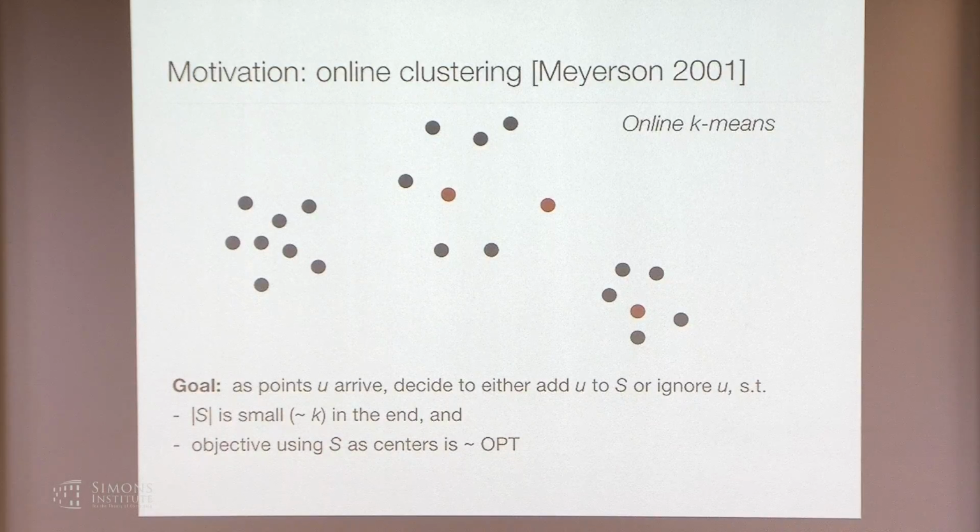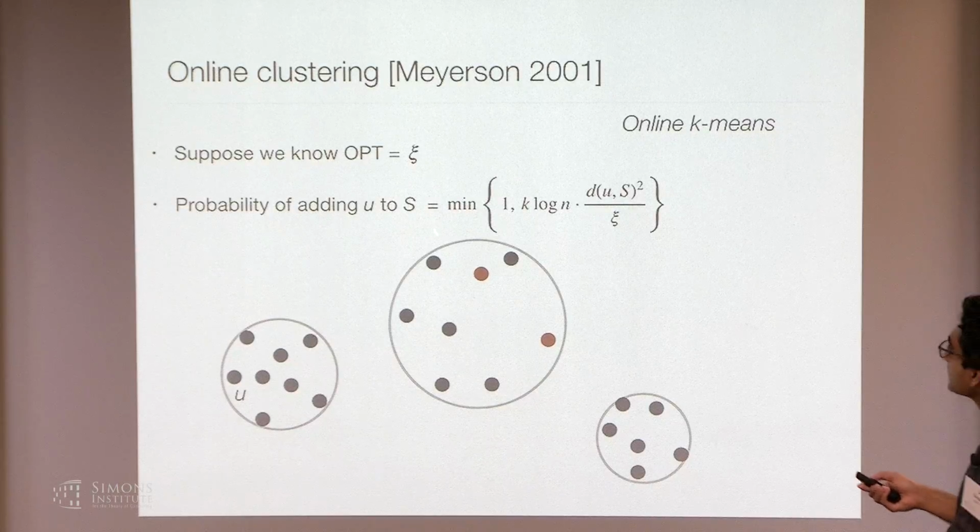So this is the natural online version of k-means clustering. And what Meyerson showed is that there is this very simple algorithm that works if we know what the value of the optimum is. Okay? And so the algorithm is simply this. You see these points u one by one, and you add u to S with probability that's effectively k times the distance to the things you've seen so far divided by the estimate for the opt that you have.